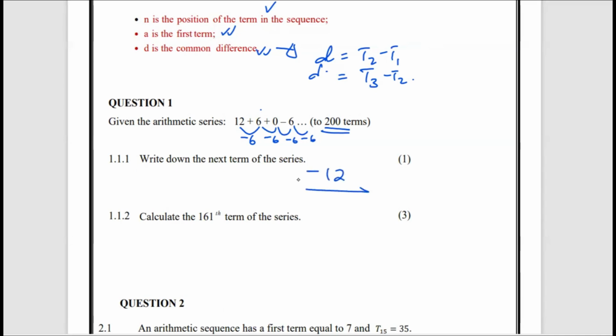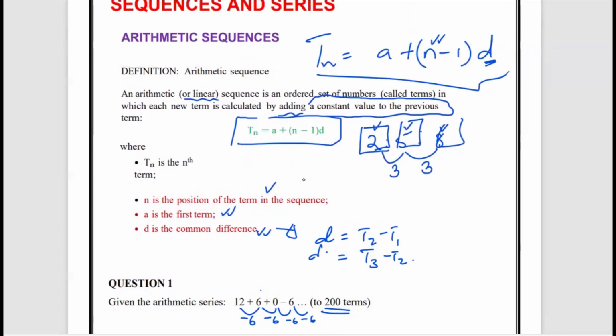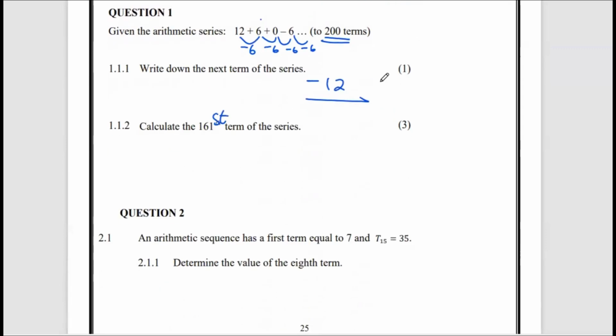And then they want us to calculate the 161st term of the series. So first of all we need to determine the Tn, and after getting our Tn, we can find the T161. So our Tn is a plus (n minus 1) into d. Our a was 12, plus (n minus 1), and our d is negative 6.